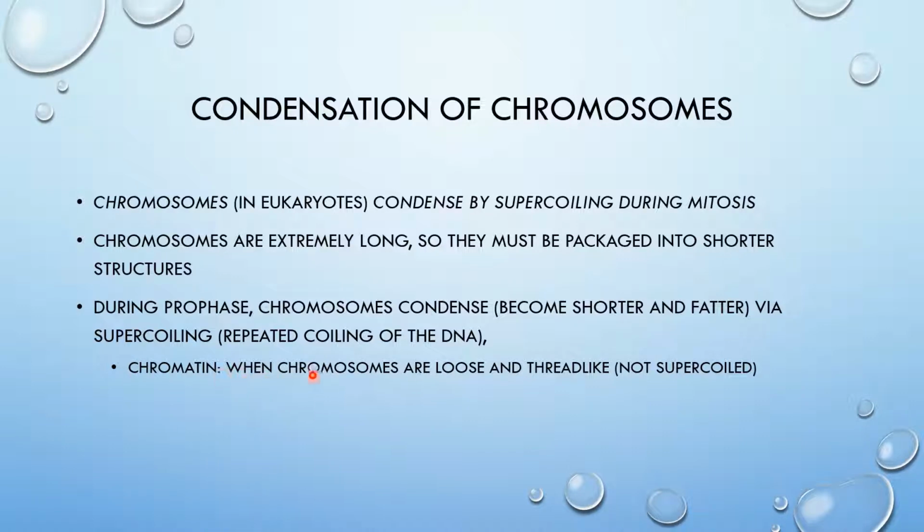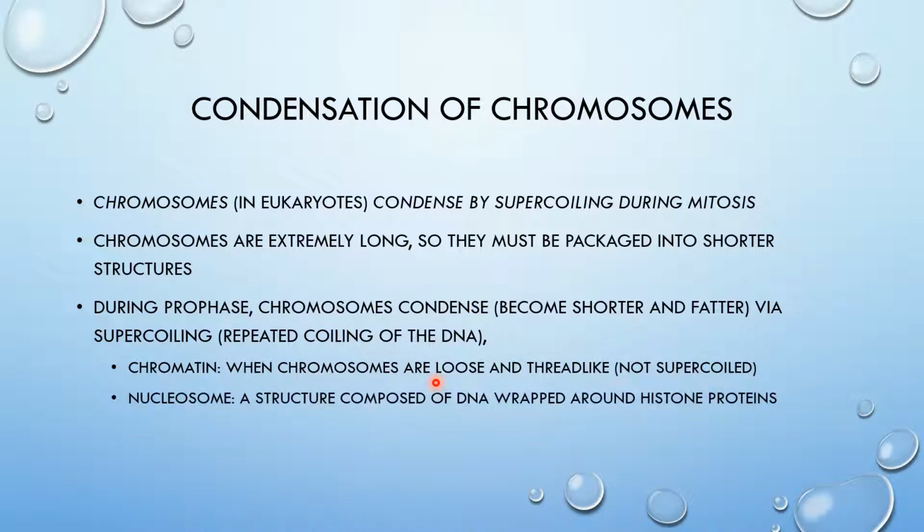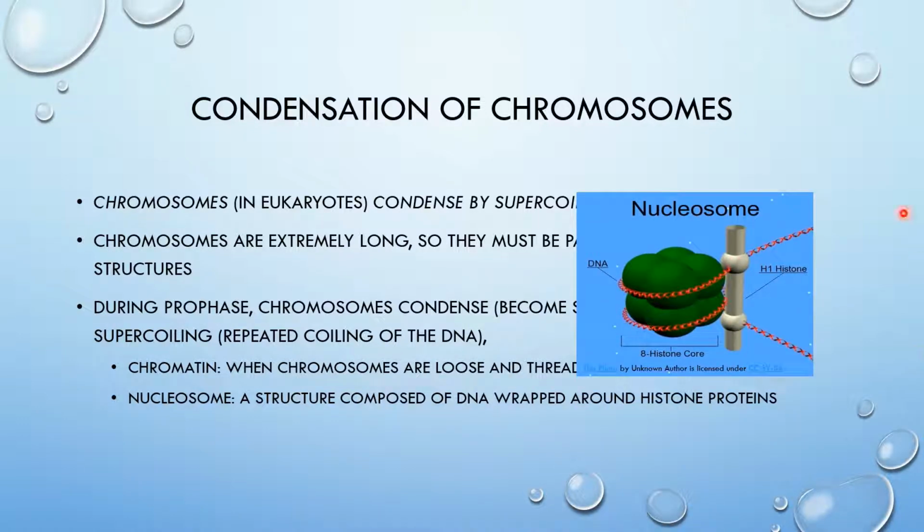Chromatin refers to the state in which chromosomes are loose and thread-like. So chromatin is basically not supercoiled chromosomes. A nucleosome is a structure composed of DNA wrapped around histone proteins. Nucleosomes help supercoil chromosomes. That's how they look.